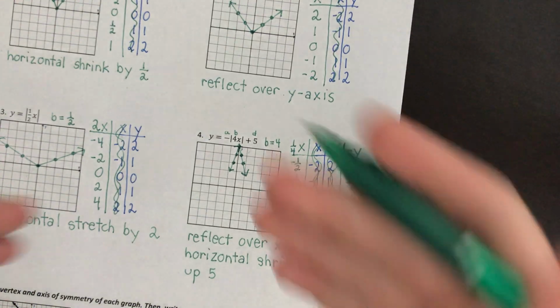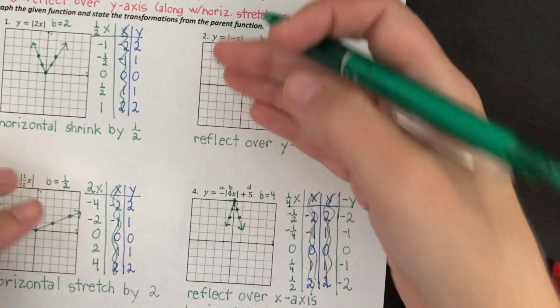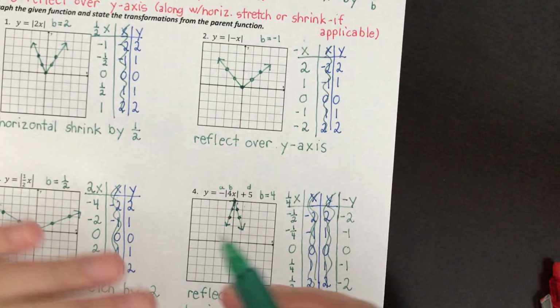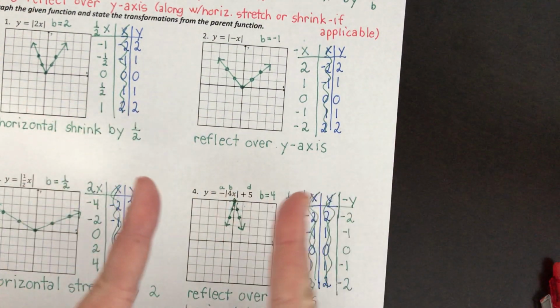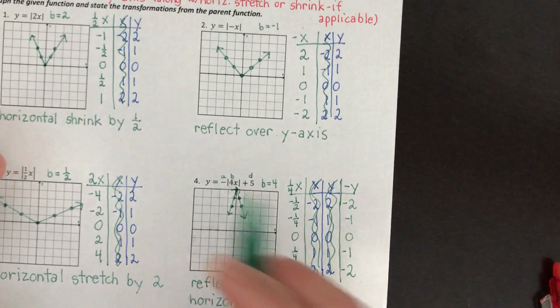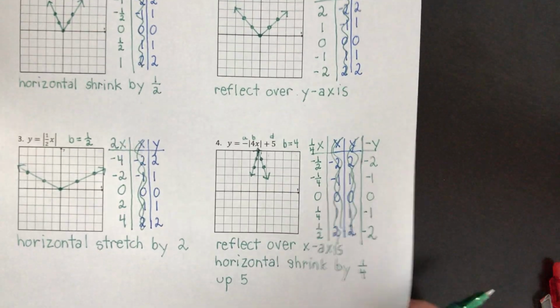So did it reflect over the x-axis? Certainly. We can tell that from the parent function, it reflected over the x-axis. Did we horizontally shrink or compress? Yeah, we did. We definitely did. And then we moved up 5. So it looks great to me.